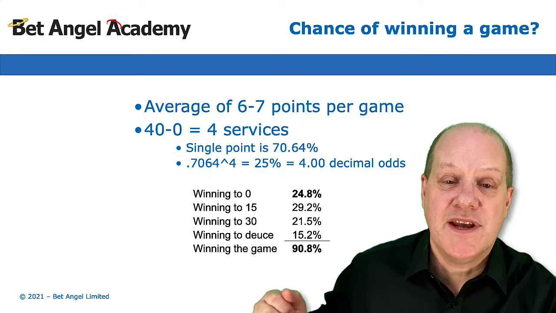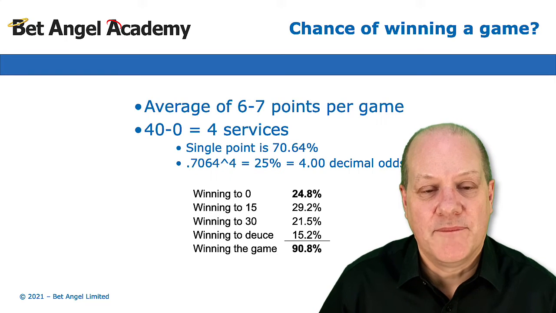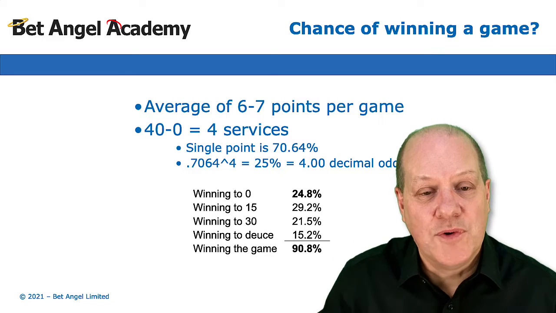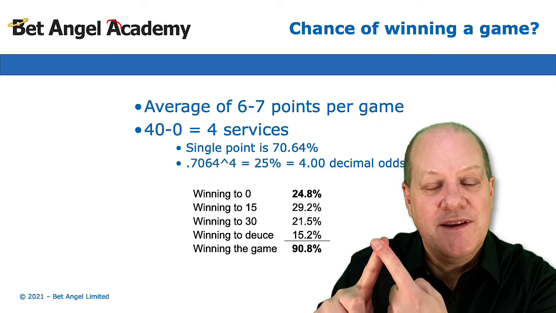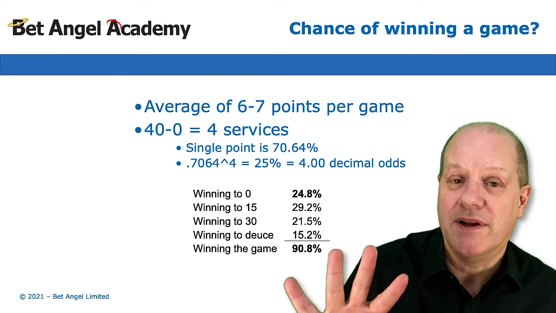So when they get up and go to hit that serve, they've got a 70% chance, nearly 71% chance of winning that particular point. So if they're going to win a game 40-love, they're going to have to go 15-love, 30-love, 40-love. They're going to need 4 points.